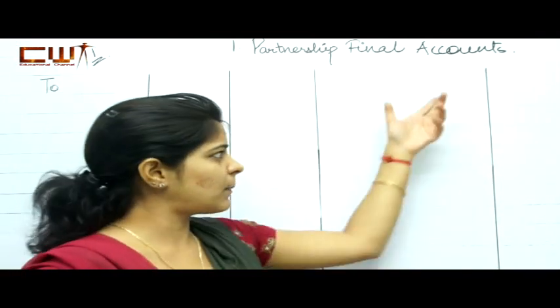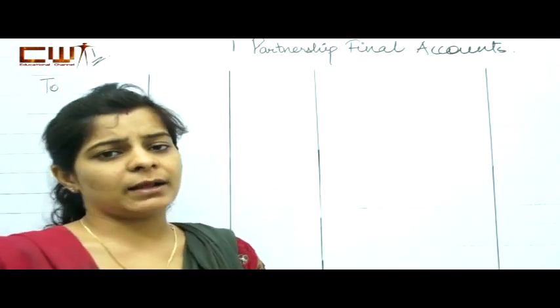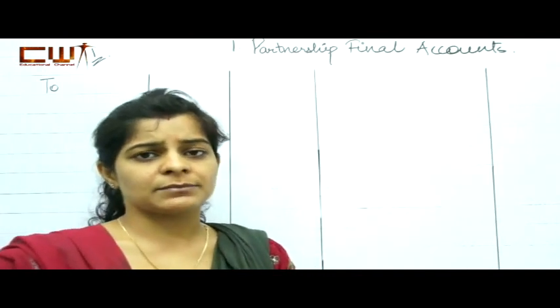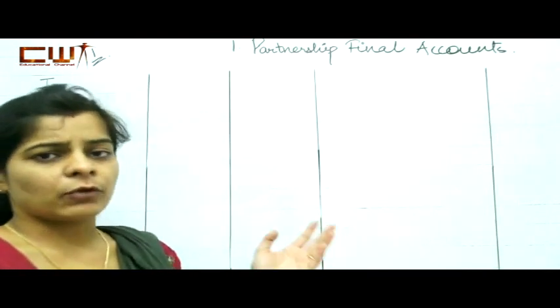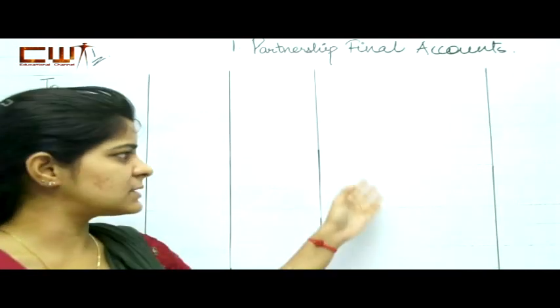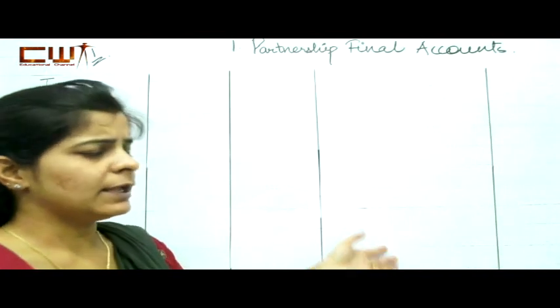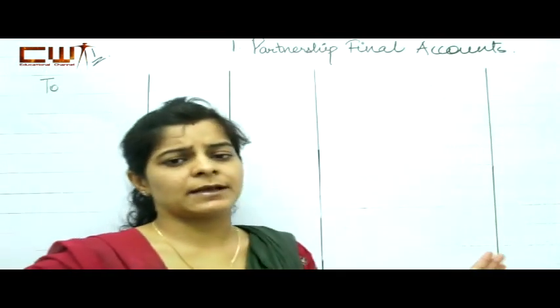First you will prepare the trading account. All the expenses related to production, that is, all the direct expenses and direct incomes, will come in the trading account. Whatever profit or loss you earn through the trading account is known as gross profit or gross loss. That is transferred, and with the help of it and the other indirect expenses and incomes, you will prepare your profit and loss account, right?